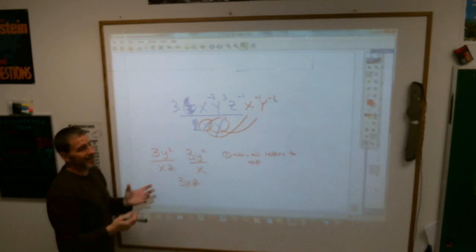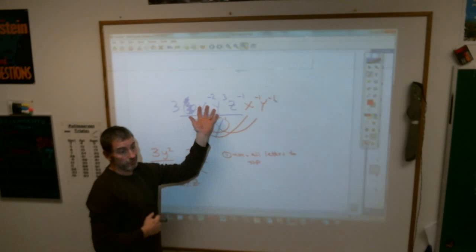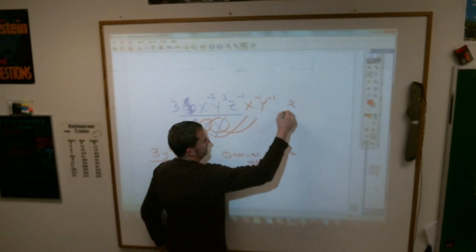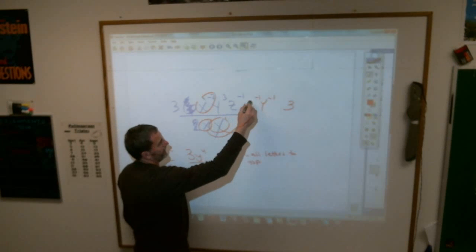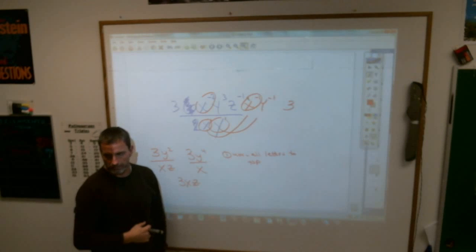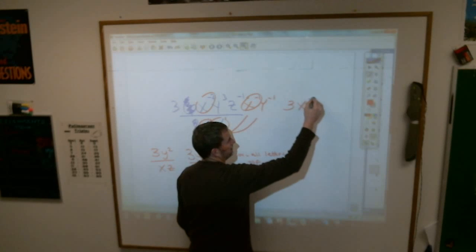Now that they're all on top, what do I do when I multiply these together? You just add their exponents together. So I still have my 3, let's not forget about him. If I have an x to the negative 2 and I combine it with an x to the negative 1, it becomes an x to the negative 3 because you're adding exponents together.